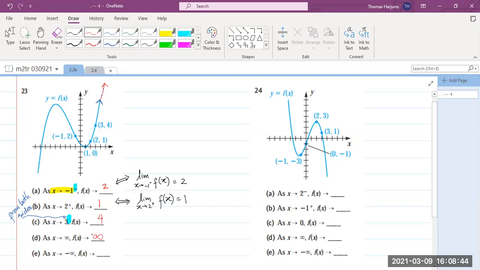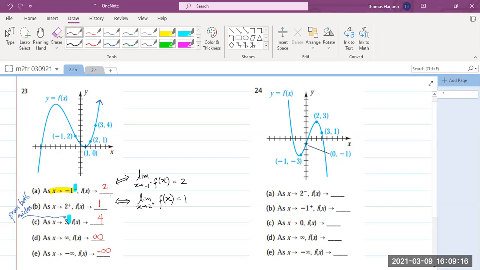Now in chapter 3, you will see we say the far right behavior is infinity. It will go to infinity as you go very far to the right. If you go very, very far to the left, the value of the function will go to negative infinity. So that's only just notation. It's really just notation.